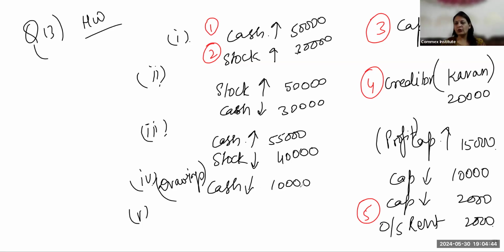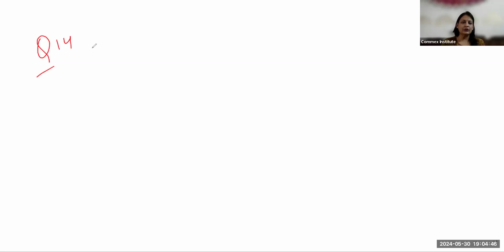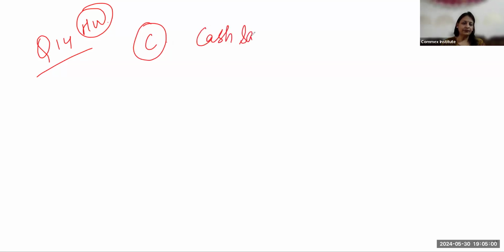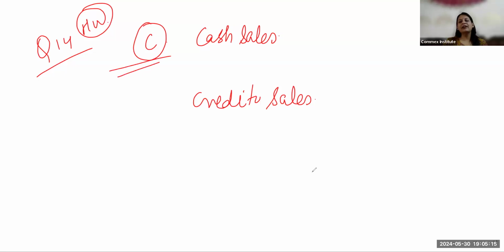Question number 14 also, there's only one point we can discuss and you can put it for homework. First one transaction, second you will be able to do. Come to the third transaction, see. Sold goods, so it is cash sales and credit sales. Now we have to see the amount. 10,000 at a profit of 20%. Okay, just leave this question. We'll have to do it in the next class.